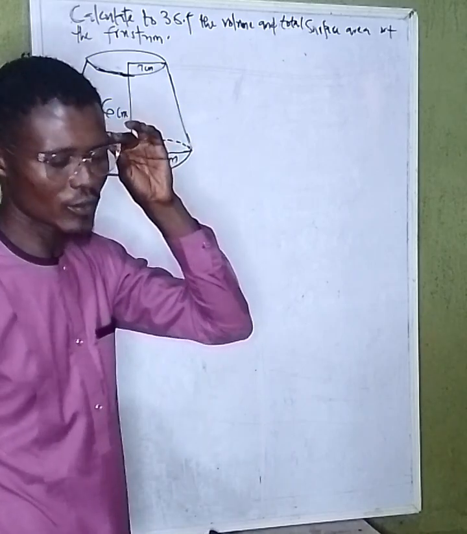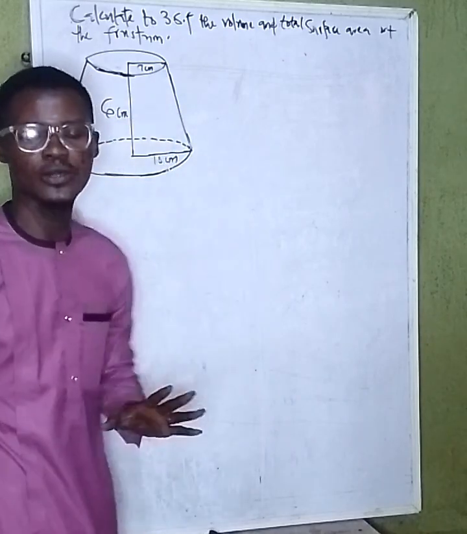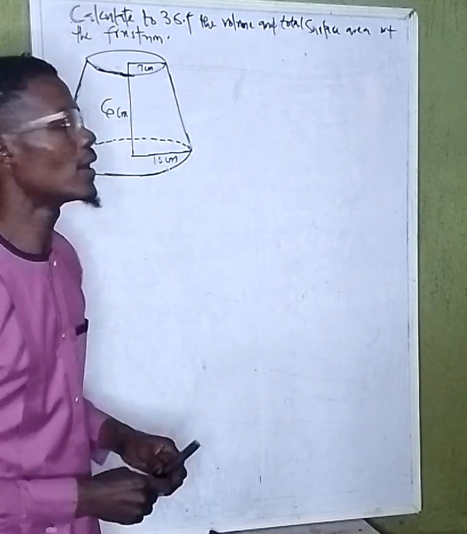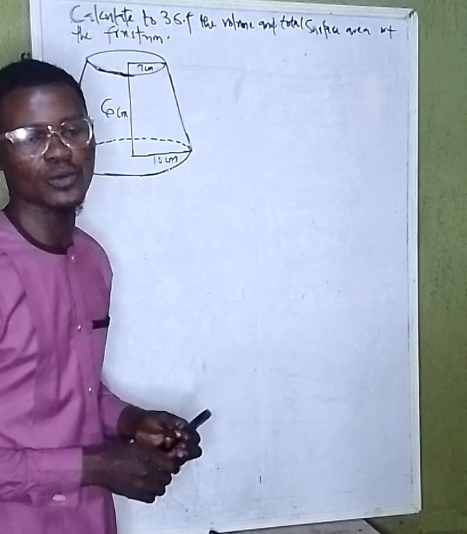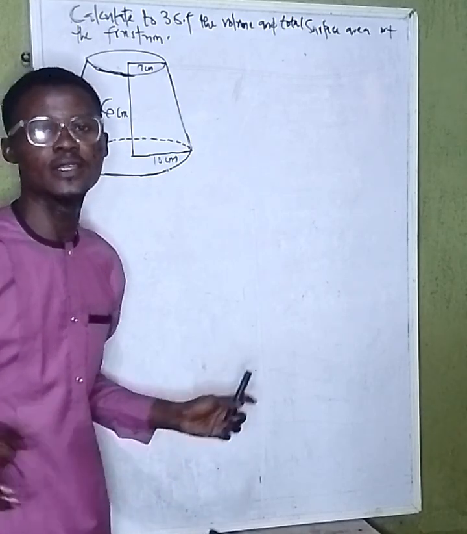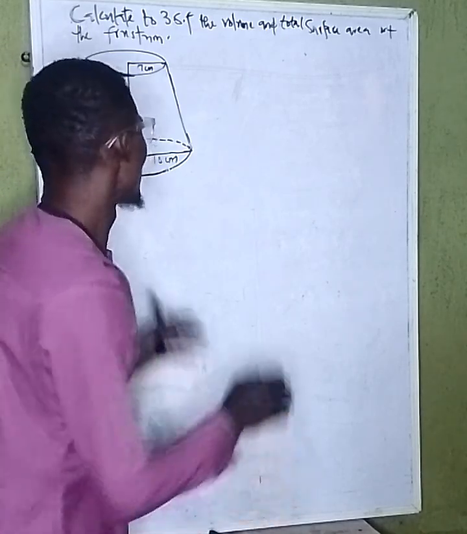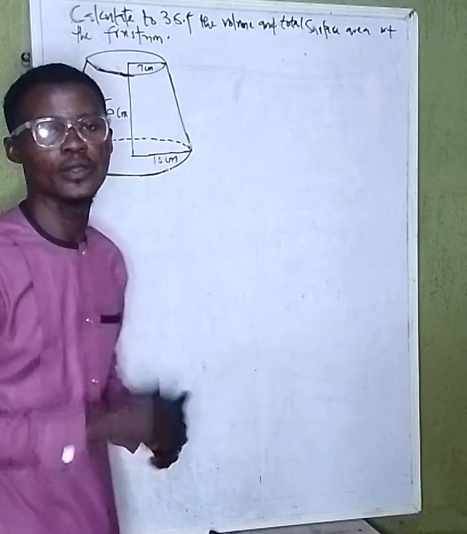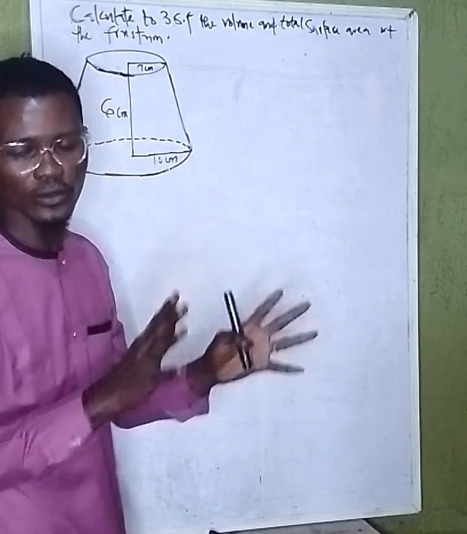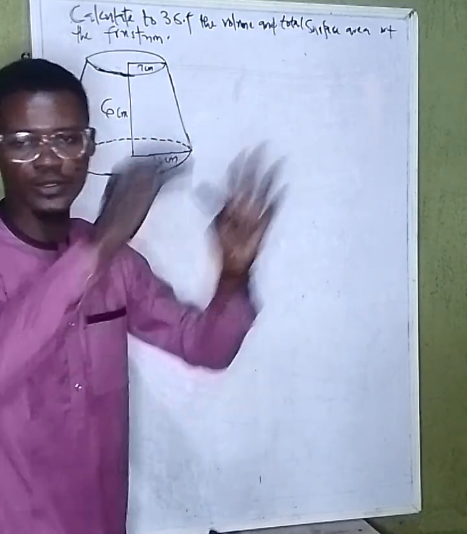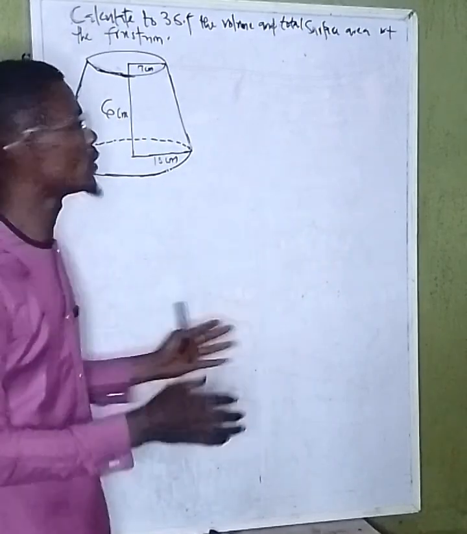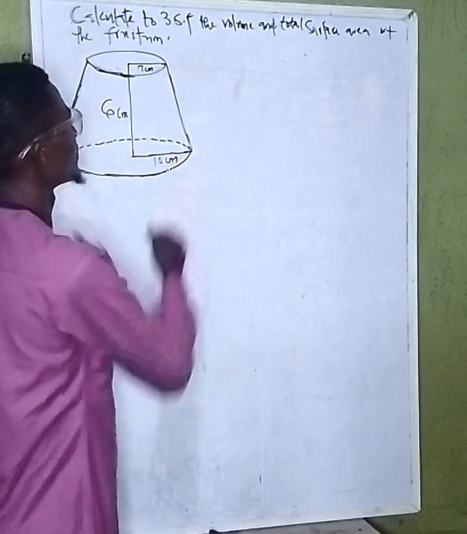Now, what do we mean by Frustum? That's the major thing. There are some things that when you know the facts about it in mathematics, it's very easy for you to continue. What do we call a Frustum? When the top of either a cone or a pyramid is removed, the remaining is what is Frustum. This is a Frustum.